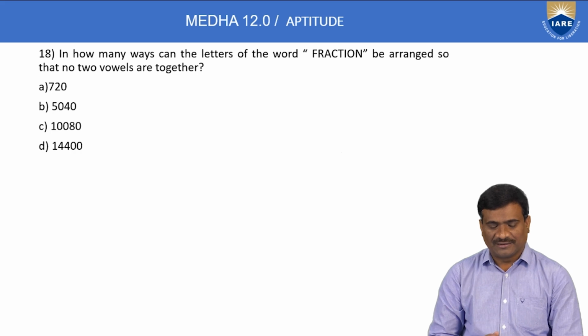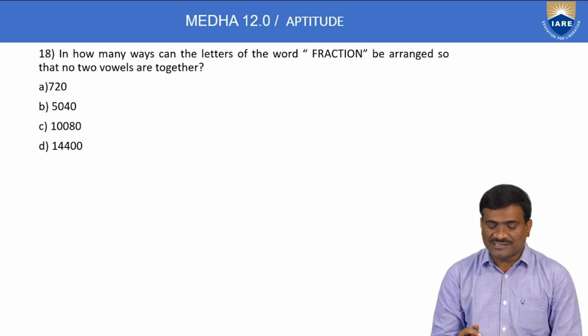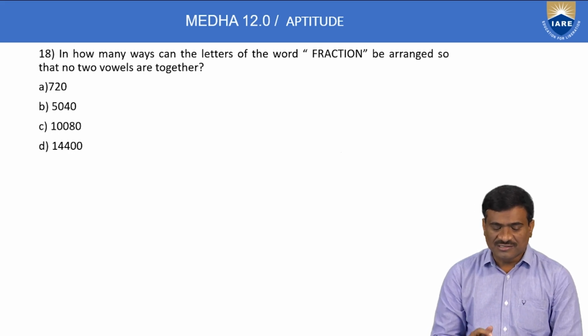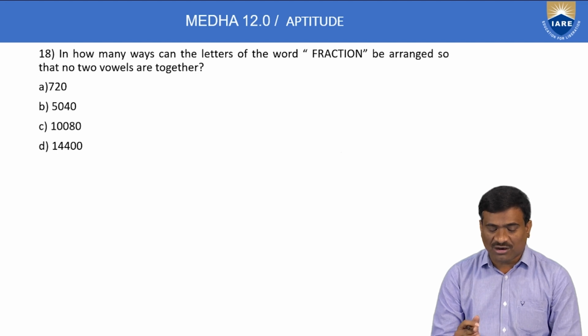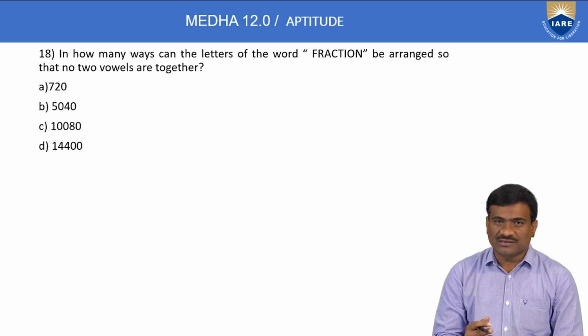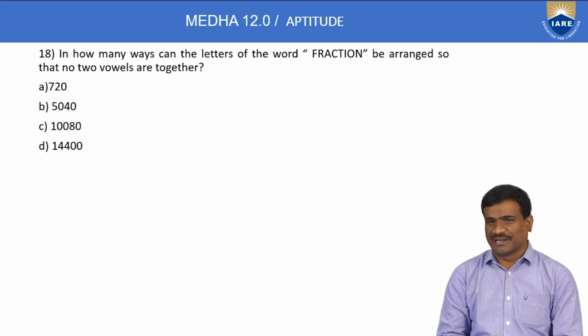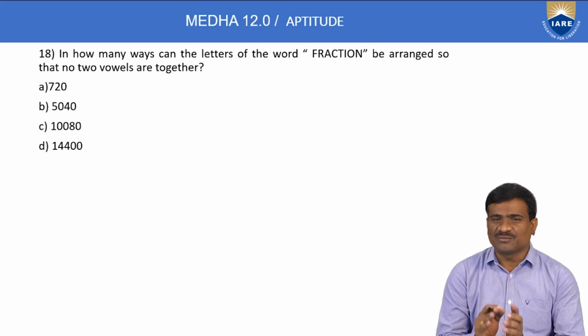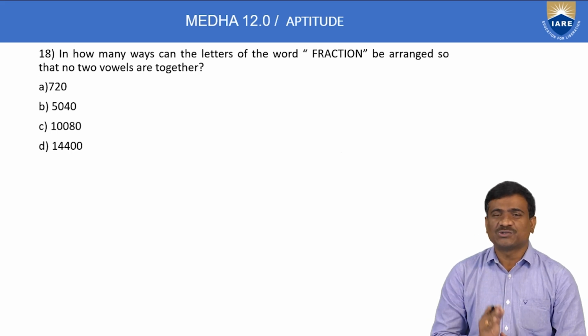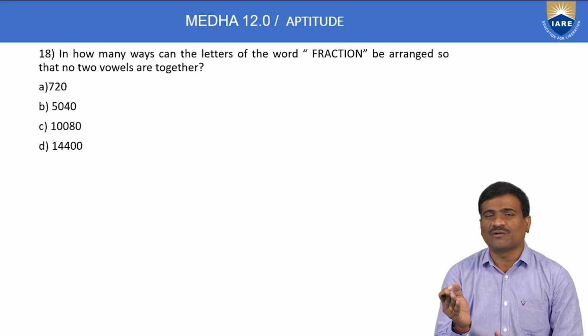Next, 18th. Permutations and combinations. In how many ways can the letters of the word FRACTION be arranged so that no two vowels are together? Method: no two vowels are together, meaning vowels do not come together. Both have the same meaning. Vowels do not come together is equal to total number of arrangements minus vowels always come together.